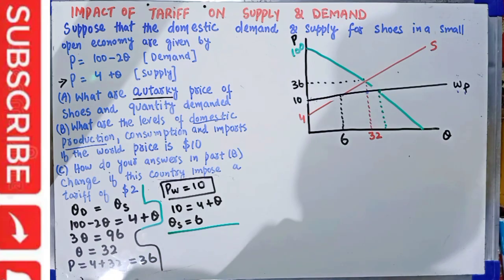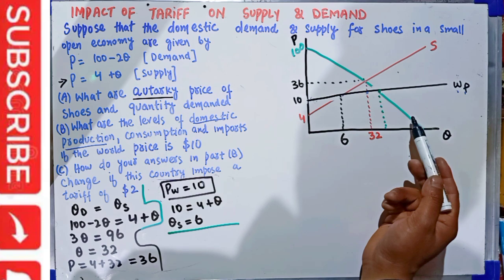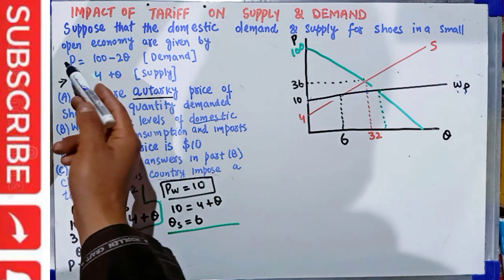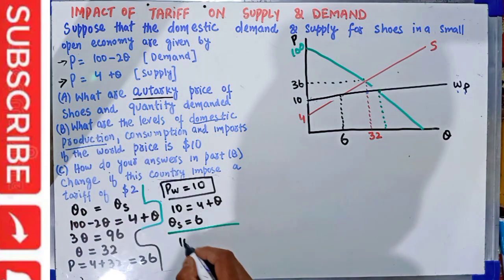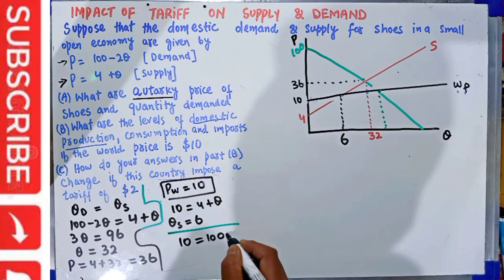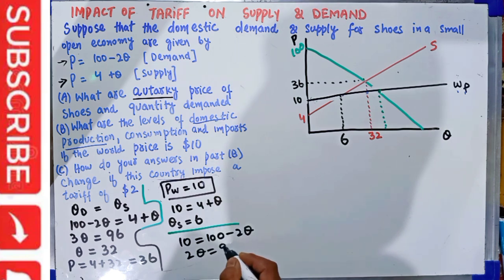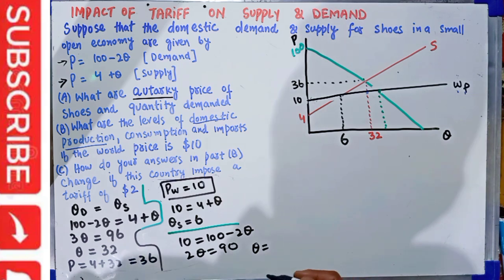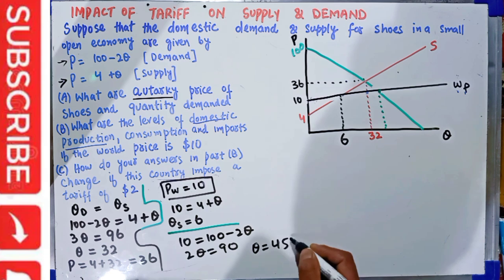Okay, so we simply plug the world price into the demand function to find out the domestic consumption. So in place of P we have PW, which is 10, which is equal to 100 minus 2Q. Solving for Q, 2Q will be equal to 90, so dividing both sides by 2, the domestic consumption will be equal to 90 upon 2, which is 45.